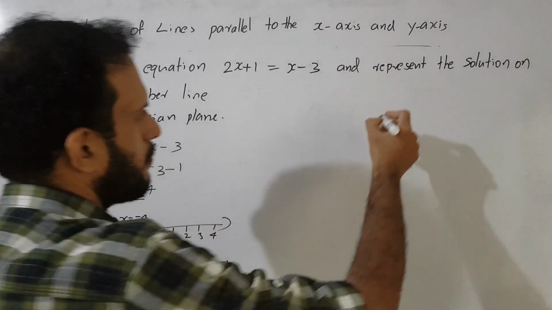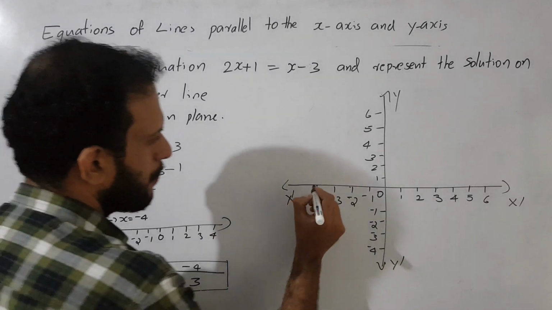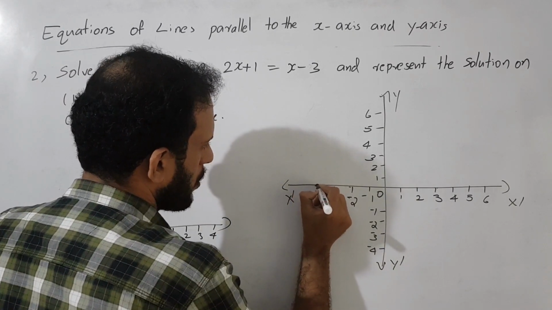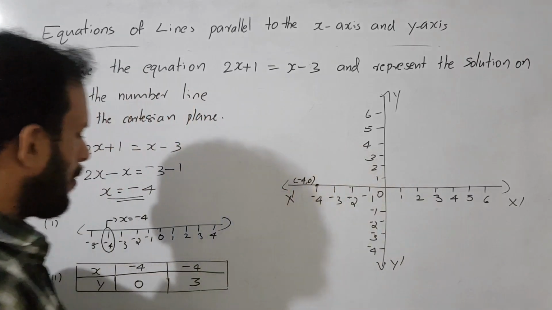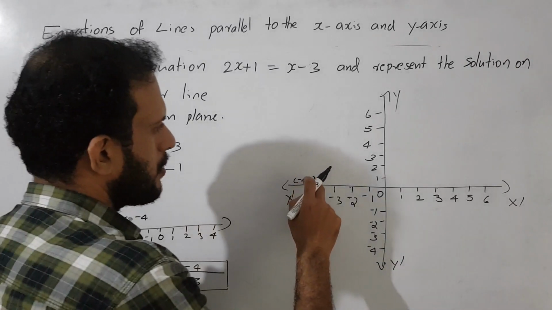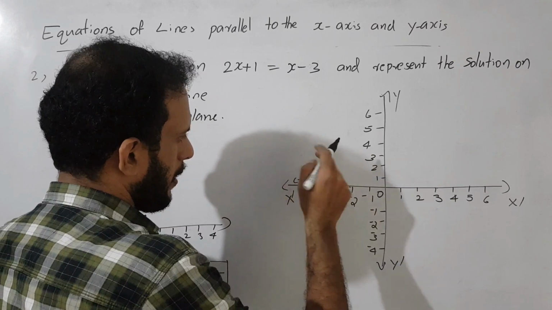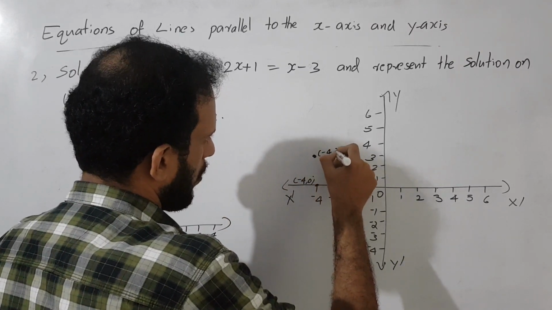Then we draw the graph. Okay, after marking the x and y axis, we mark the coordinates. The first coordinate is minus 4, 0, meaning x coordinate is minus 4, y coordinate is 0. Then the point is here, minus 4, 0. So we just write minus 4, 0. Then what is our second coordinate? Second coordinate is minus 4, 3. Minus 4, 3 means, yes, correct, minus 4, 3. Then what is next?